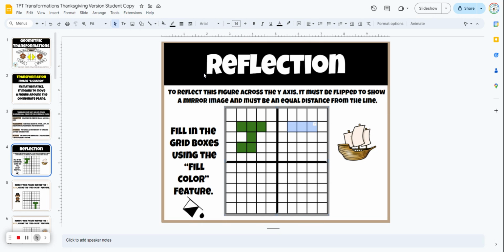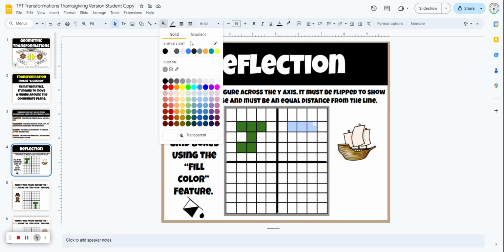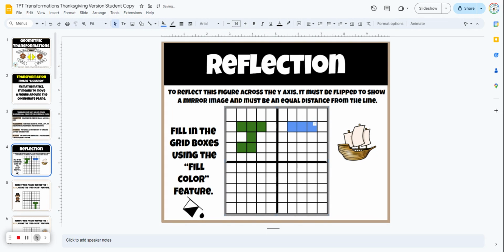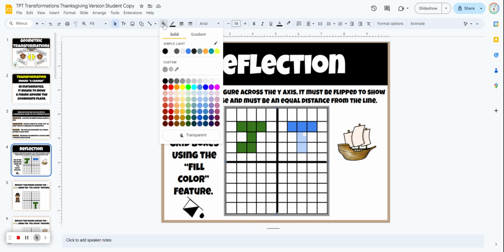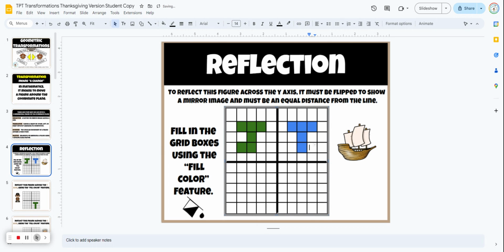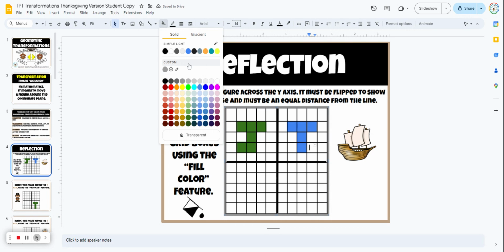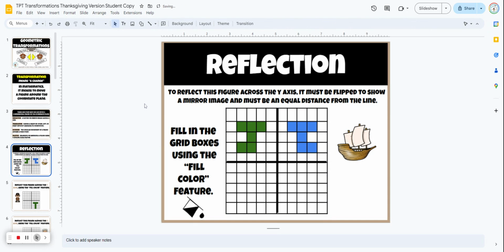So they click and hold, and then they can scroll across the squares they want to color in. They're going to come up here to the fill color feature, and they can choose any color they like. Now they're going to highlight a couple of their squares, so click and hold. And they can only highlight a rectangle shape at a time. So there'd be 3 steps to this one. And there they have a reflection across the y-axis.